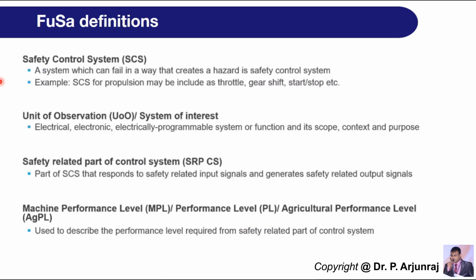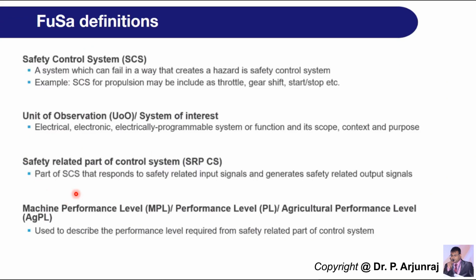The first definition is going to be the safety control system. It's called SCS. It is the one where a system can fail in a way that it creates a hazard, which is the safety control system. Say, for example, this SCS for a propulsion may include throttle or gear shift or start-stop technology, etc. We also have a term called UOO, which is nothing but unit of observation or system of interest, which is nothing but what is there in the scope, what is the main purpose of these electrical electronic components and programmable electronic system.